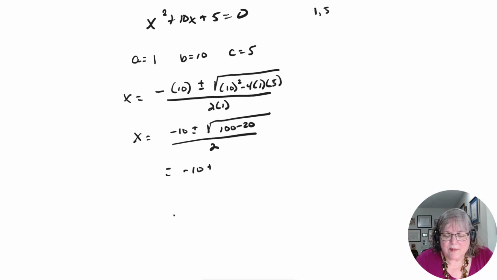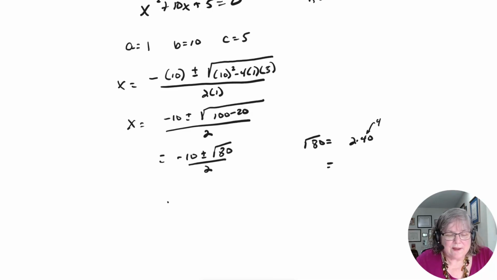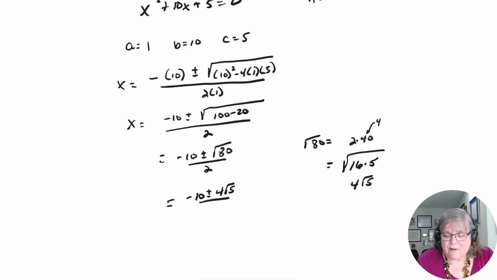So minus 10 plus or minus the square root of 80 over 2. Now the square root of 80, it seems like it should have a square in it. Okay, so 2's in it, but 40's a little bit too big, and you can see there's a 4 in there, which is another square. So let's think. So I think 16's in there. Yep, 16 times 5 is 80, and the square root of 16 is 4, and the square root of 5 doesn't simplify. So it's negative 10 plus or minus 4 square root of 5 over 2.